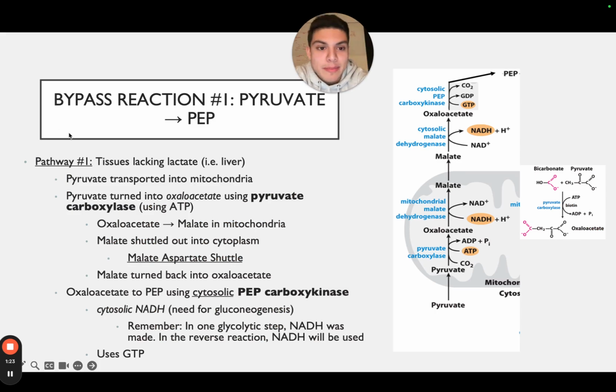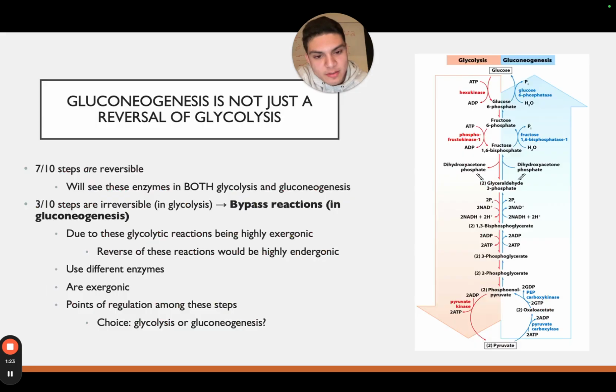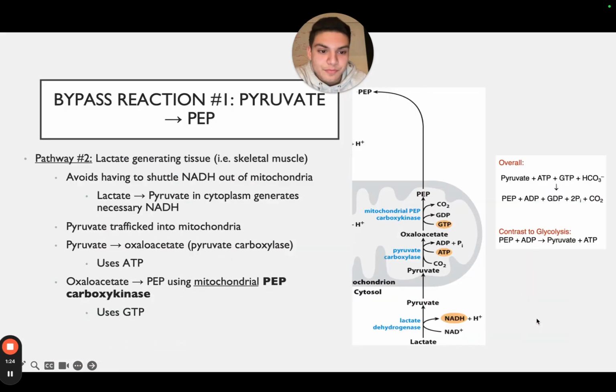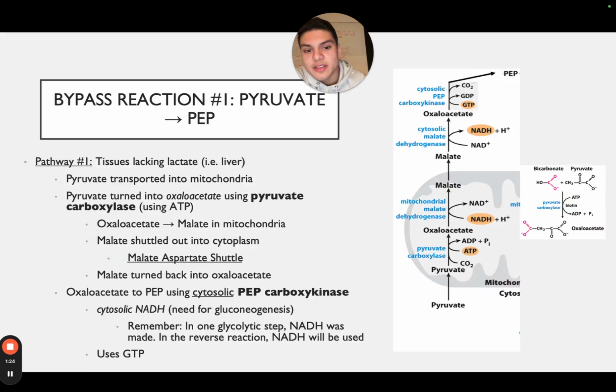So talking about bypass reaction 1. Remember that we're starting from the bottom, from the very start of gluconeogenesis, which is pyruvate. So we know pyruvate kinase is exergonic, and we need to bypass it using a 2-step enzyme. So that's what we're going to talk about. And there are 2 different conditions here, so that's what these 2 slides are. There's pathway number 1, in the liver specifically. In the liver, there's a different pathway than in other tissues.